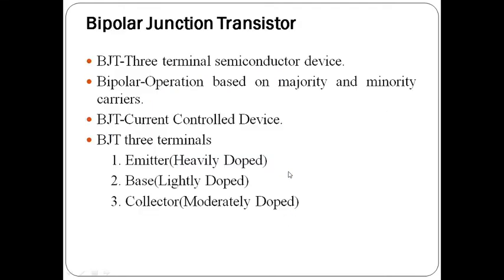Now let us look in detail at the bipolar junction transistor. A BJT is a three-terminal semiconductor device, and the current conduction in a BJT takes place based on both the majority and minority carriers. That's why it's given the name bipolar. This BJT is a current control device because the output current is controlled by the input current. The three terminals of the BJT are emitter, base, and collector, where the emitter is heavily doped, which helps to inject more charge carriers to the other regions, the base is a lightly doped thin layer, and the collector is a moderately doped region.